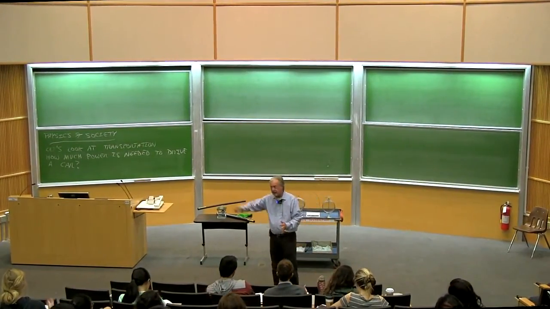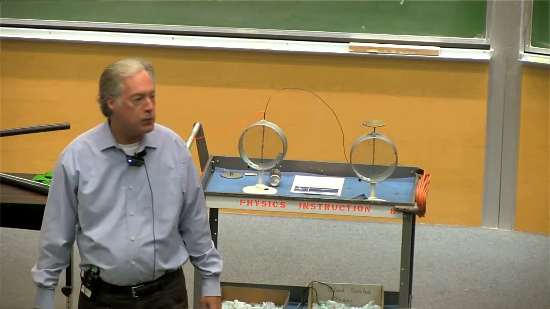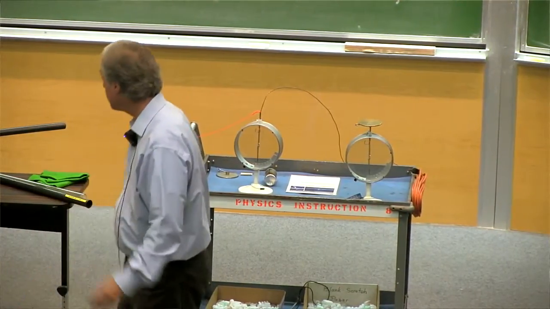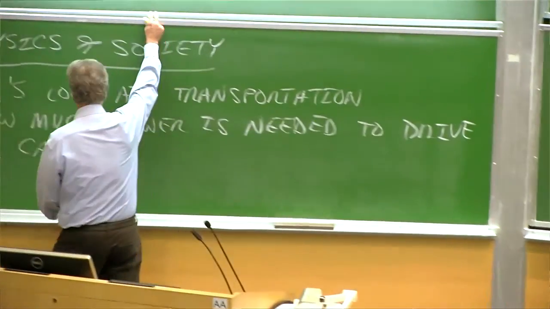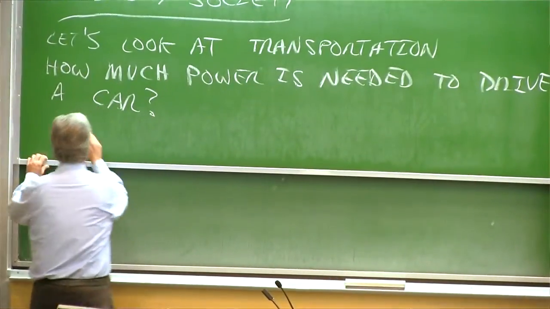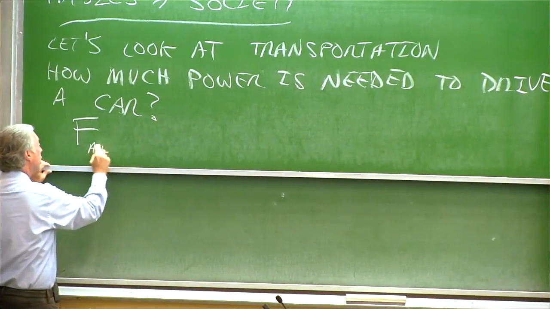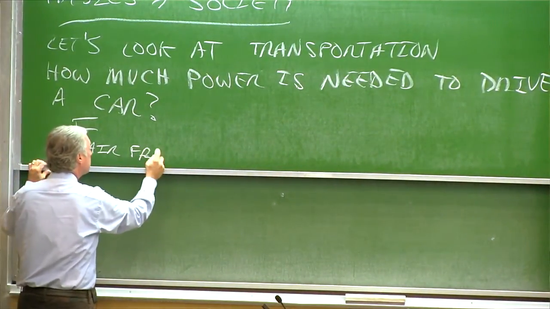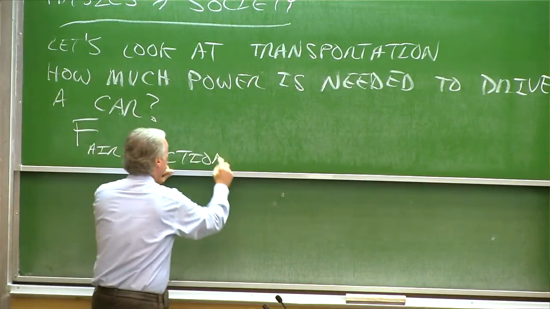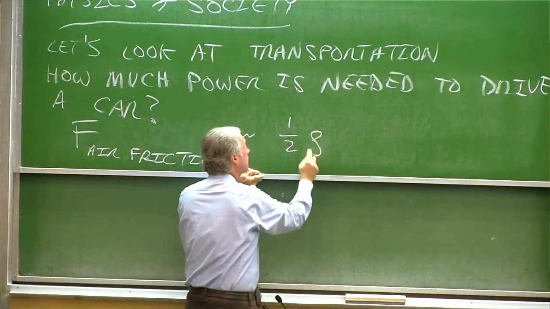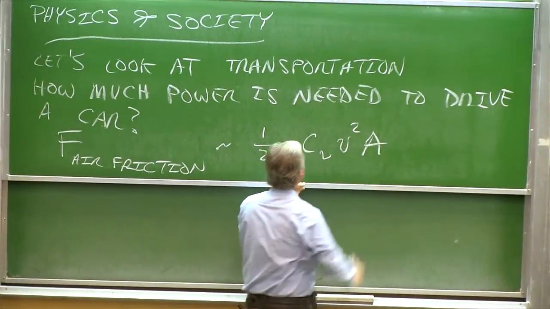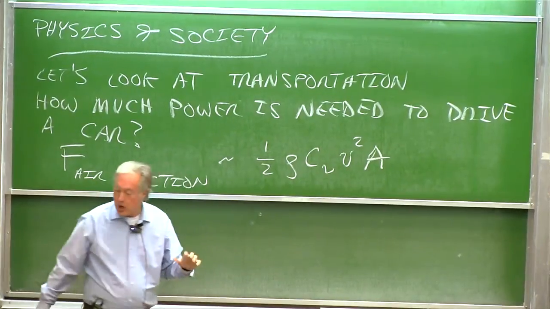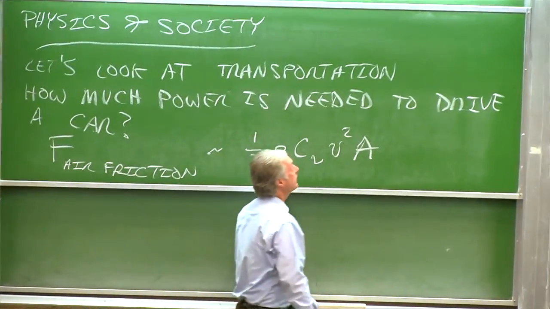If you're going to go from point A to point B, you must push the air out of the way that's in front of the car. So there is air friction for all vehicles, unless you work in a vacuum. So, air friction. The air friction force goes something like that. What are these terms that I've just put here?